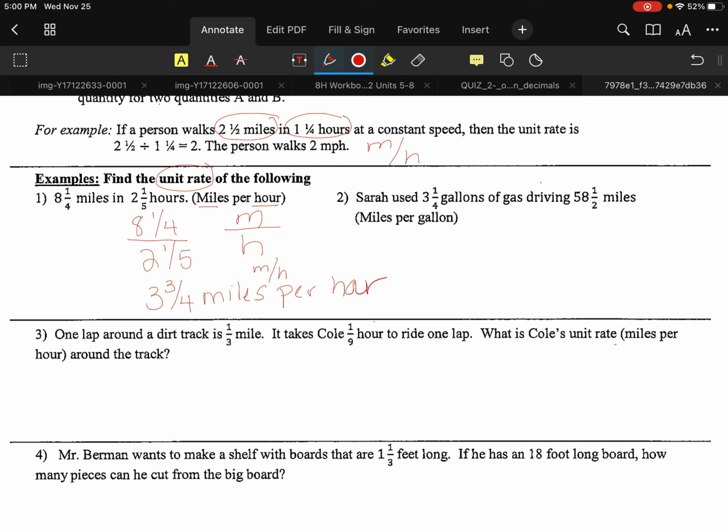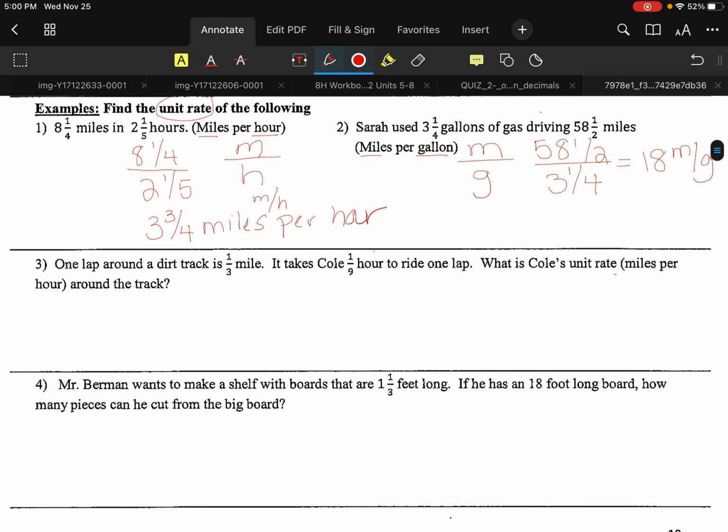Number 2, Sarah used 3 1/4 gallons of gas driving 58.5 miles. They want to know the miles per gallon. So again, be careful. This has to be done in the order of the words. Miles per gallon means miles over gallons. So 58.5 would be on the top, divided by 3 1/4 gallons. Miles per gallon, we're doing miles divided by gallons. And I get 18 miles per gallon. Again, you can write it in words or M/G.